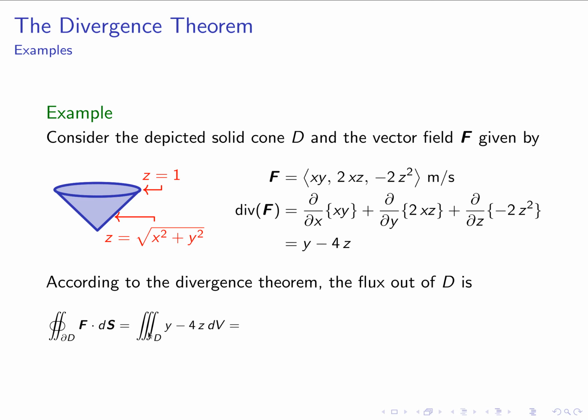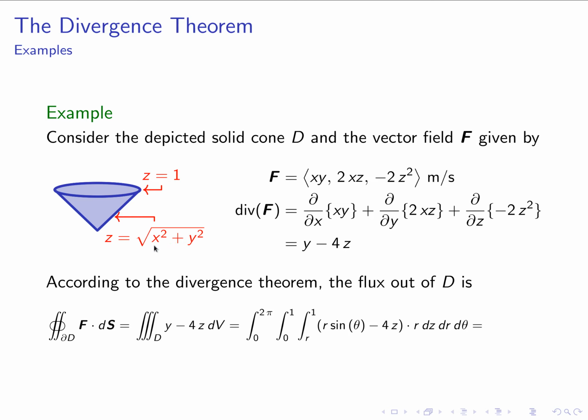So now we're taking the triple integral throughout this solid cone of y minus 4z dV. And to calculate this triple integral, we can either try a direct calculation or we can switch to a new coordinate system. I chose to switch to cylindrical coordinates here, where the region is described quite nicely.